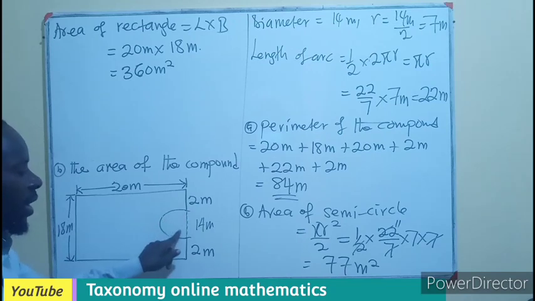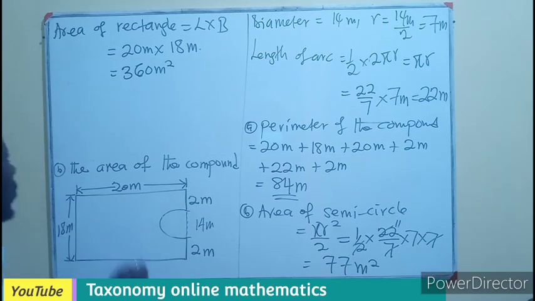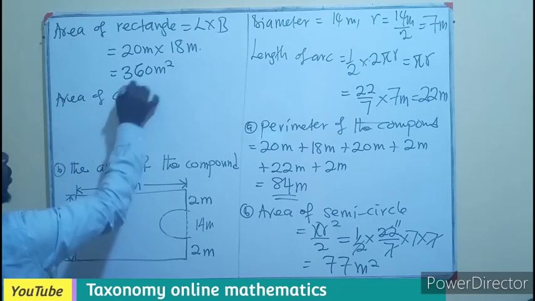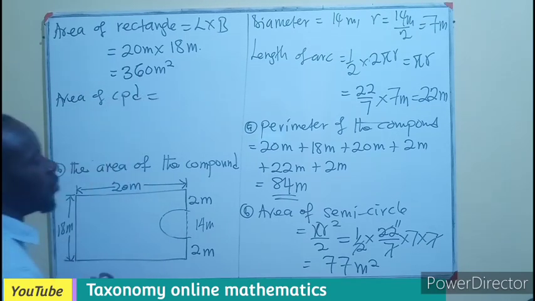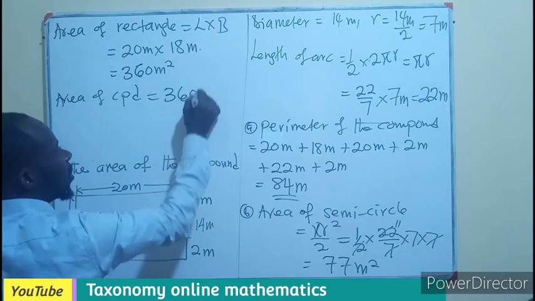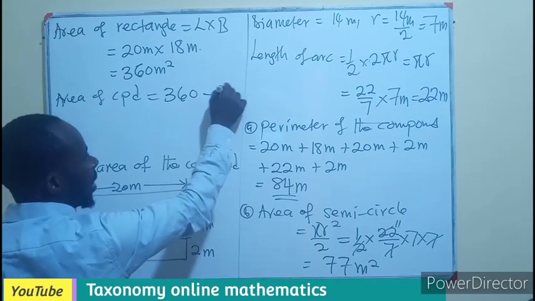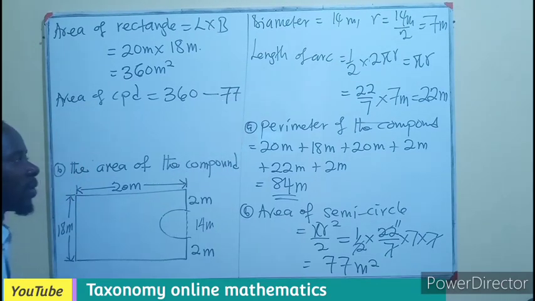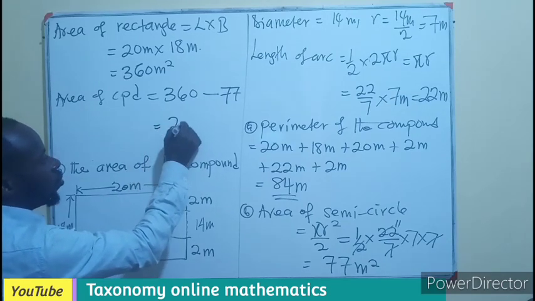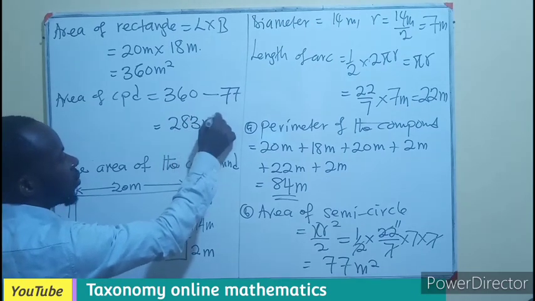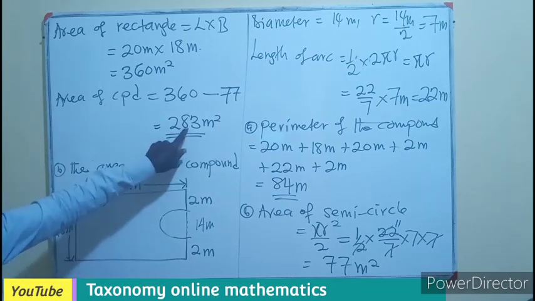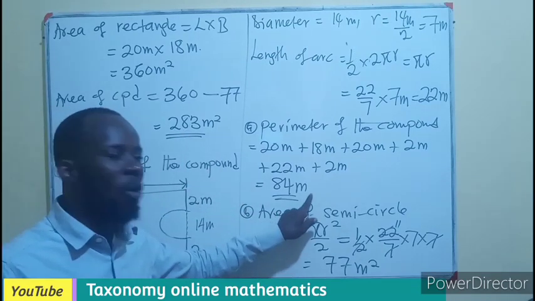Then we take away our semicircle. So the area of the compound is going to be the area of the rectangle, which is 360, minus the area of the semicircle, which is 77. This minus this gives us 283. The unit is meters squared. So the area of the compound is this, and the perimeter is this.